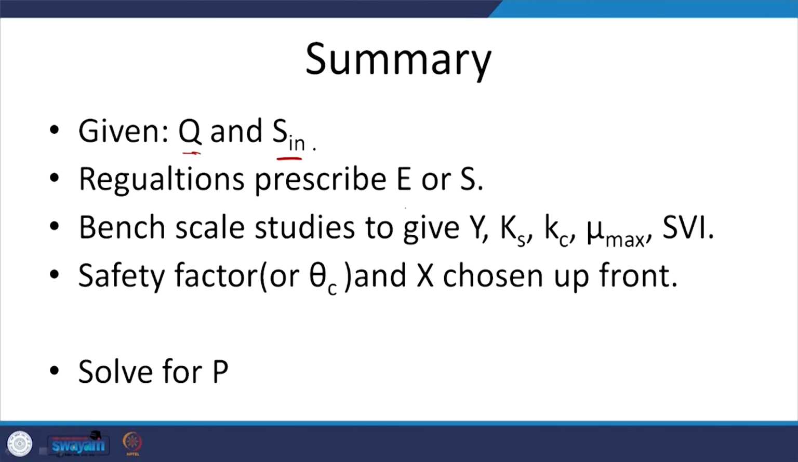And regulations will typically give you, if not efficiency, what is the outlet. For example, in the plants discharging into Ganga, we know that the effluent BOD should be less than 10 milligram per liter. And from bench scale studies, what are you going to have? You are going to get the yield coefficient, half maximum saturation constant, and I guess mu max, sludge volume index. Sludge volume index will give you an idea about how well the sludge is settling. And then safety factor or theta c and X can be chosen upfront based on the kind of system that you want to have. And then you will calculate for P, the biomass production, let's see, right.